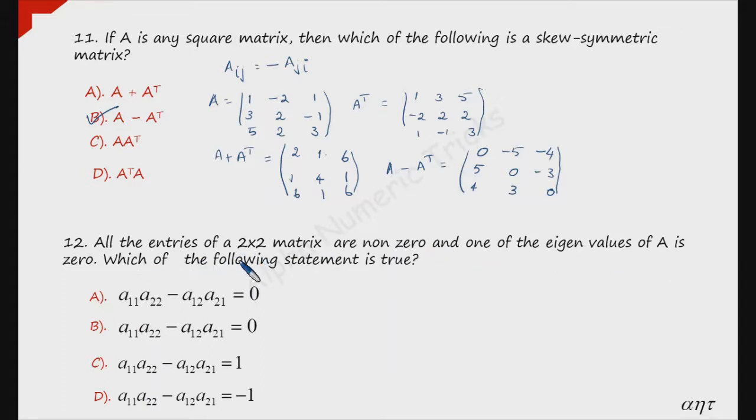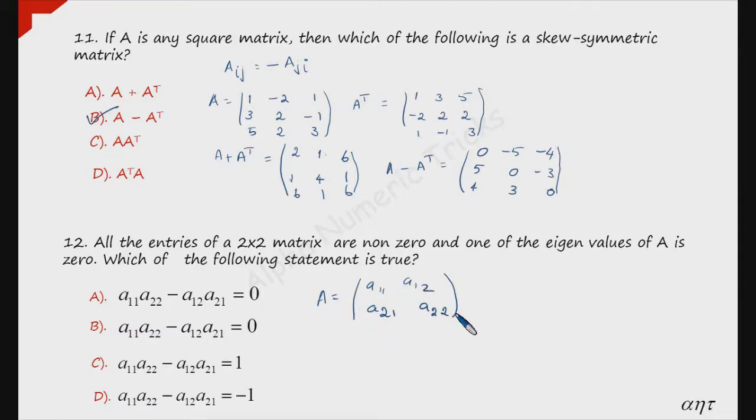Now we'll pass on to the next problem. All the entries of the 2 by 2 matrix are non-zero and one of the eigenvalues of A is 0. Which of the following statements is true? There are 4 options given. In our problem, the matrix is given in terms of A11, A12 like this, so we write the general matrix A equal to [A11, A12], [A21, A22]. This is our matrix.